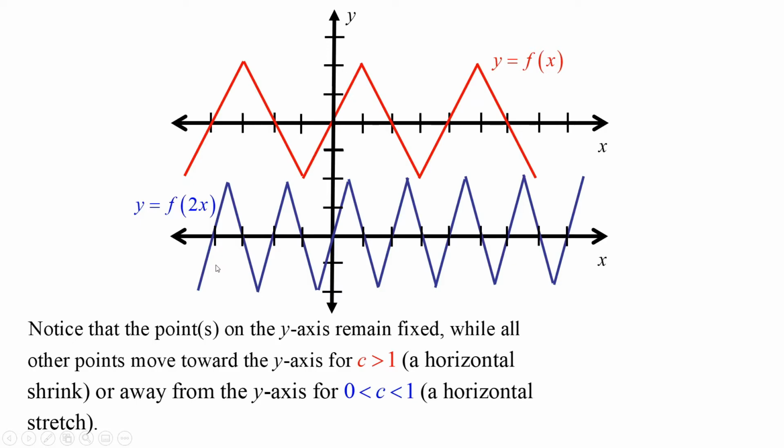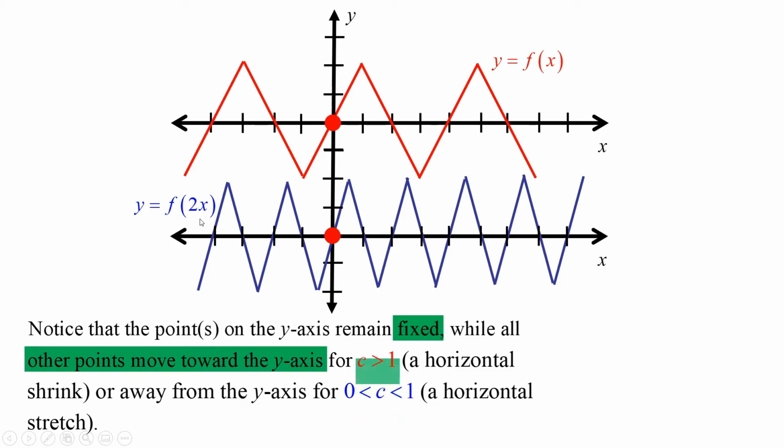Now let's see. Notice that the points on the y-axis remain fixed. So my y-intercepts did not move. Those are the only points on the y-axis. But every other point on this graph was compressed towards the y-axis. That's a horizontal shrink. All other points move toward the y-axis for c greater than 1. And in this problem, my c is a 2. So that caused a horizontal shrink. And we'll talk about the rest of this on the next example.